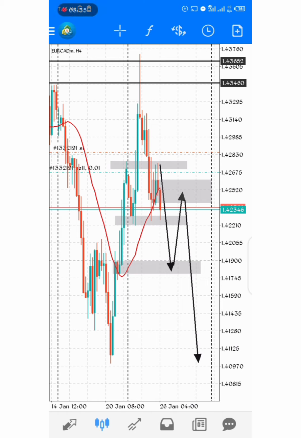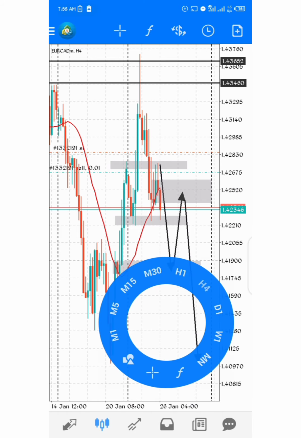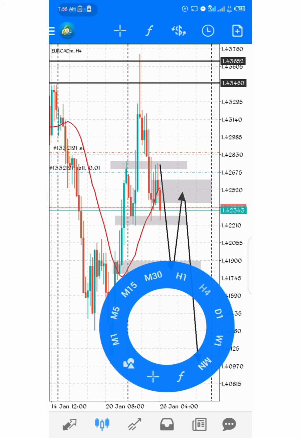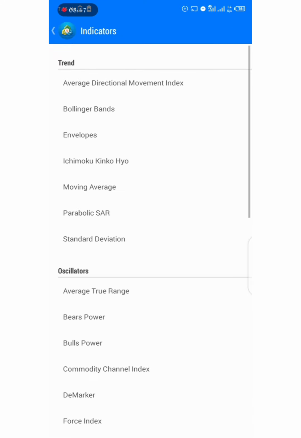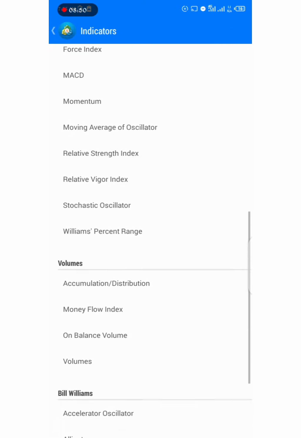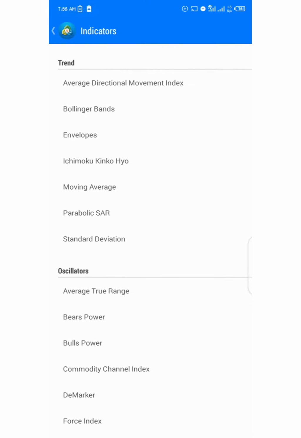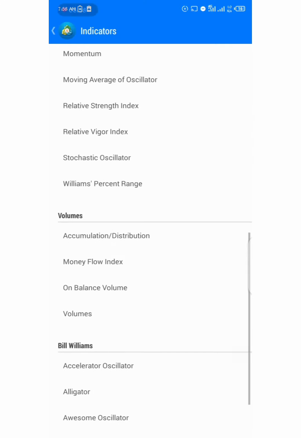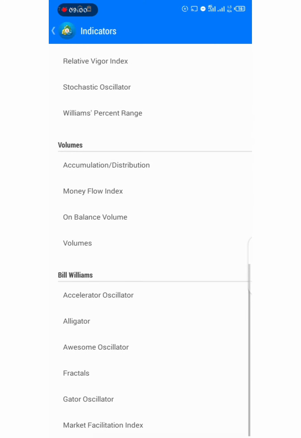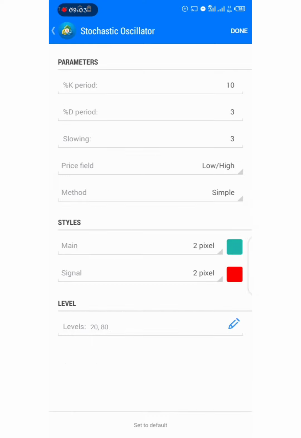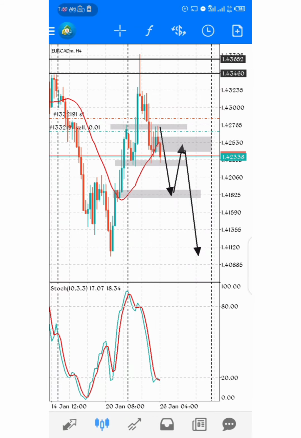So today I said there will be no indicators, but let's use one or two indicators for confirmation when entering on the right shoulder. Let's make use of the stochastic indicator. Here we have stochastic. I'm choosing 10, 3, 3. Yes, those are the parameters right there.